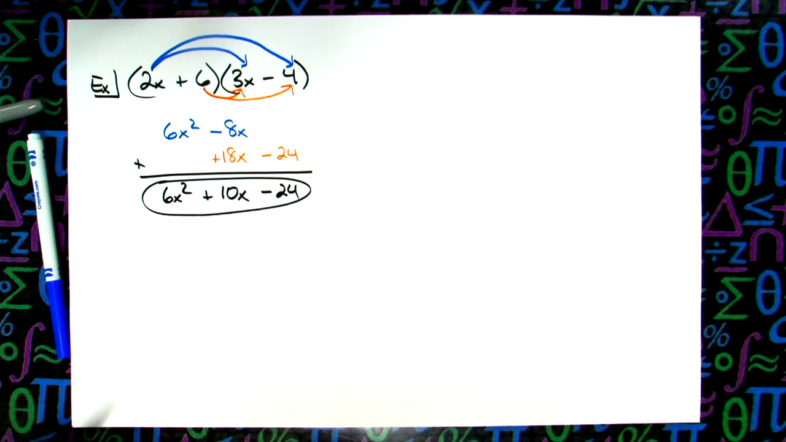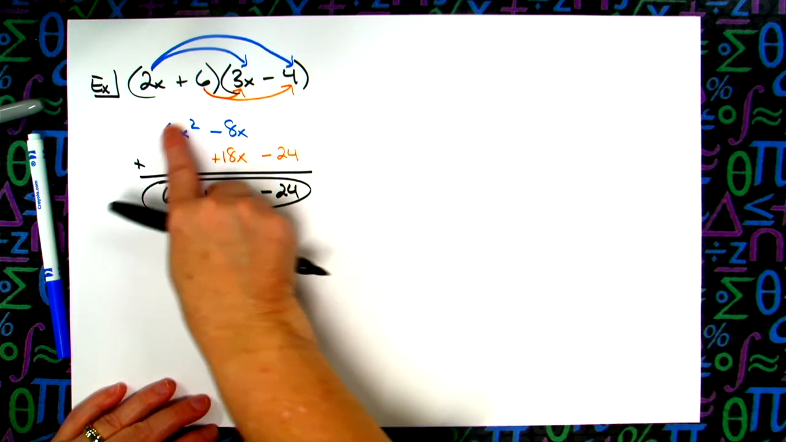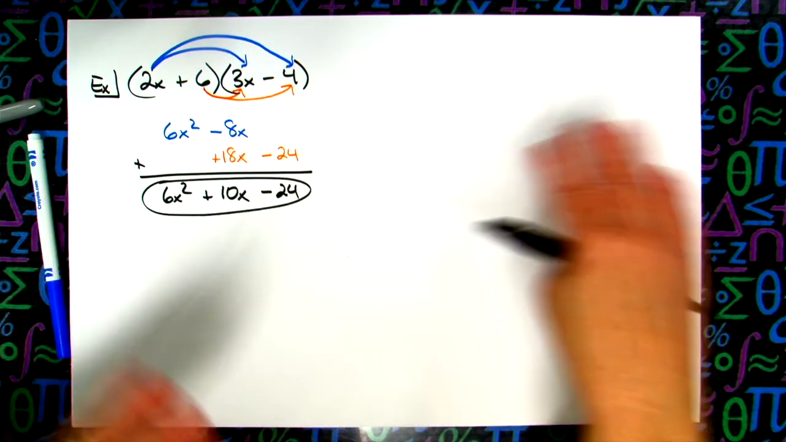Now a lot of times you'll see this if you watch a random video on YouTube. They're going to say, okay, FOIL method, and then they're going to go all the way across the paper. They're going to write each of the terms all the way across, and then go through and add like terms.